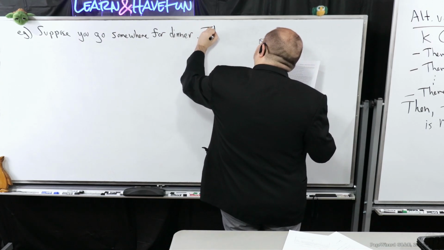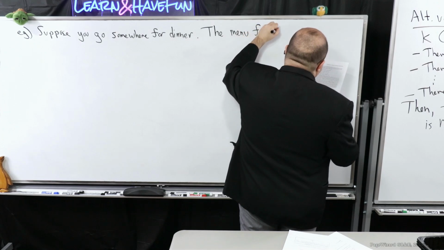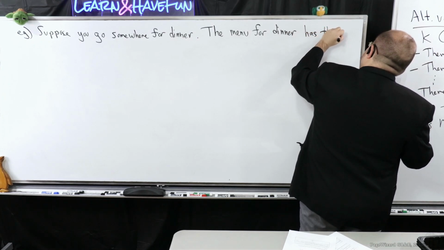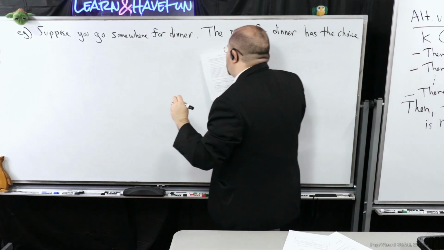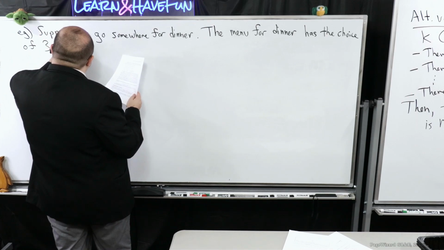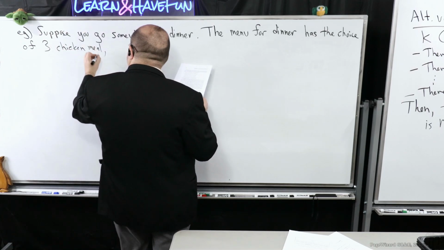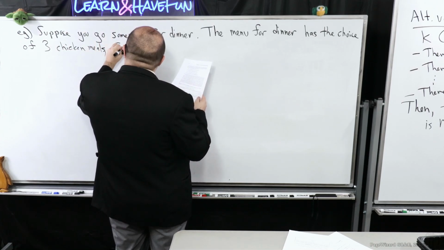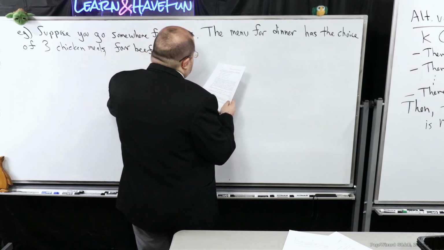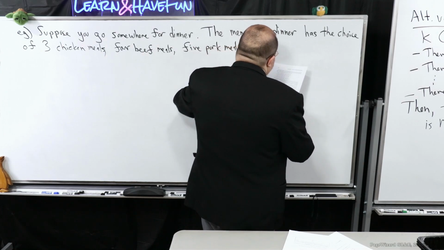So the menu has some choices on it for the dinner plate. The menu for dinner has the choice of 3 chicken meals. So these might be like 3 different kinds of chicken dishes. That's what I mean here. 4 beef meals. So these are just plates that have beef in them. 5 pork meals. And 5 vegetable meals.